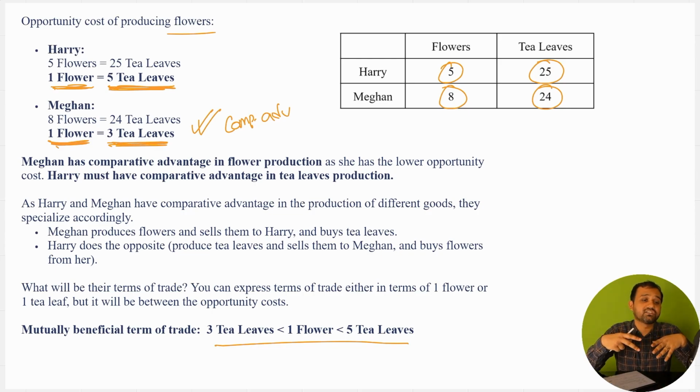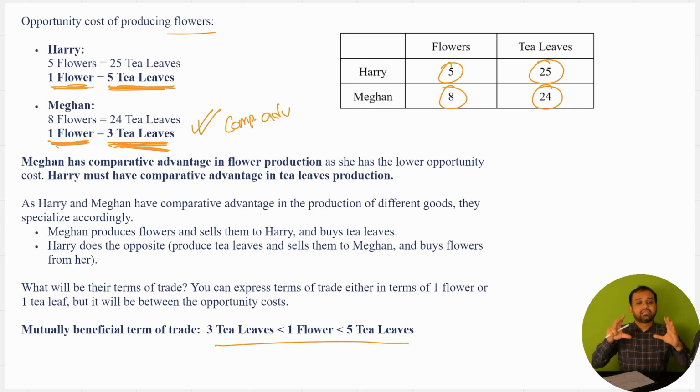So if you want to buy one flower from me, you must pay something more than my opportunity cost. Therefore, Megan as a seller will not accept anything less than 3 tea leaves. Now, on the other hand, Harry is the buyer, right? He's buying the flower. So if Megan charges him 10 tea leaves for one flower, Harry will say, well, instead of doing that, I can just not produce 5 tea leaves and I will get one flower. So that's the max he's going to pay.